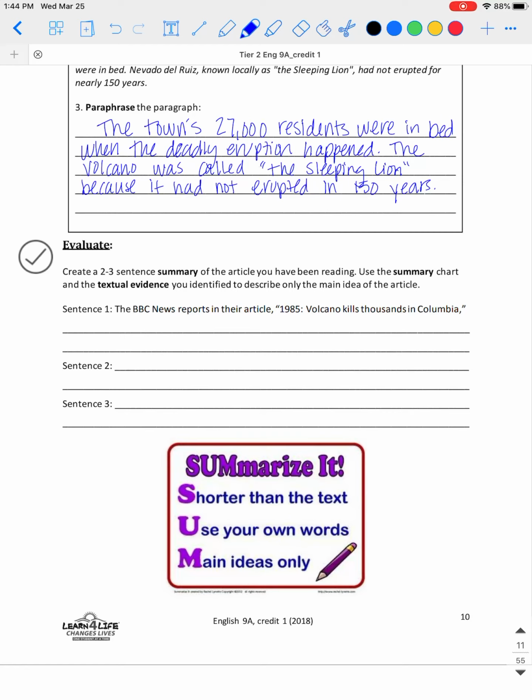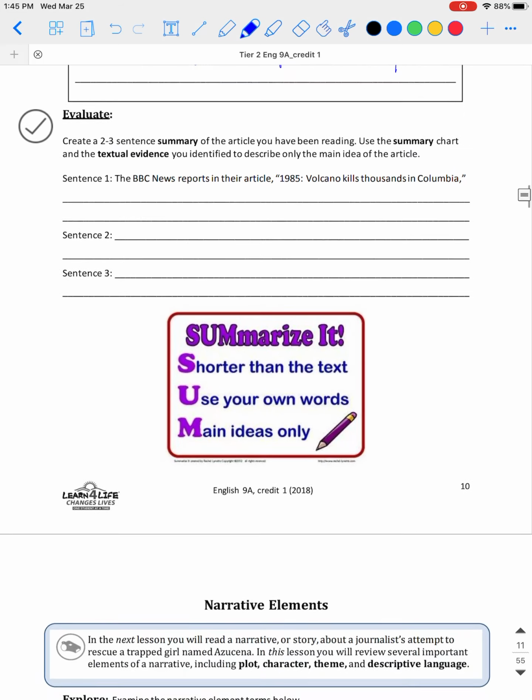And remember, you only need the main ideas. If you're taking this entire article and only giving it 3 sentences, make sure you're thinking that somebody who is going to read this has never read the article, so you want to give them the most important parts. And when you're done with that, we can go ahead and move on to the next part.